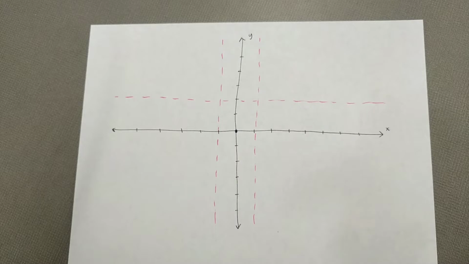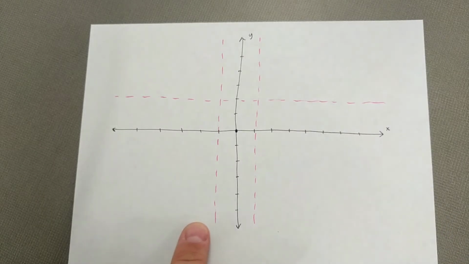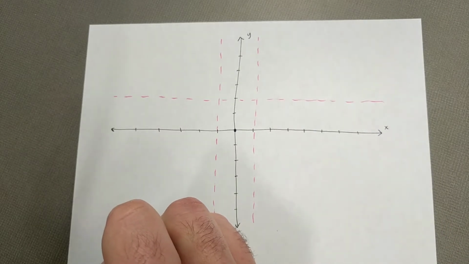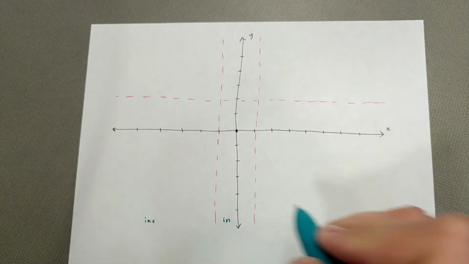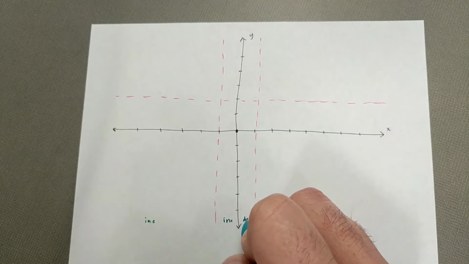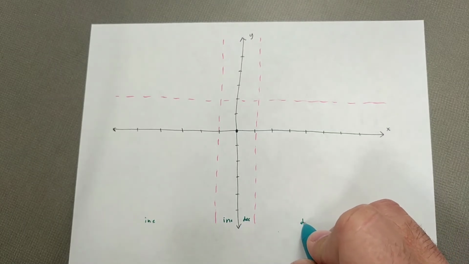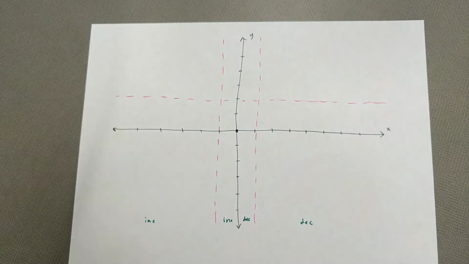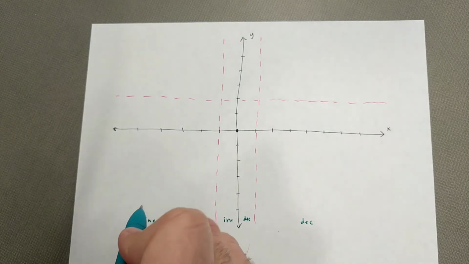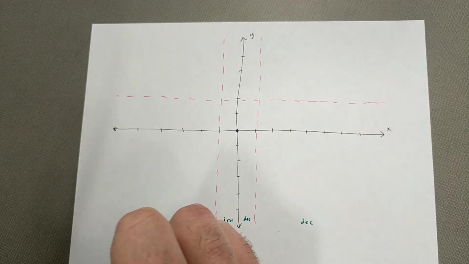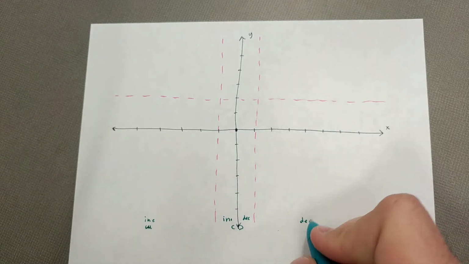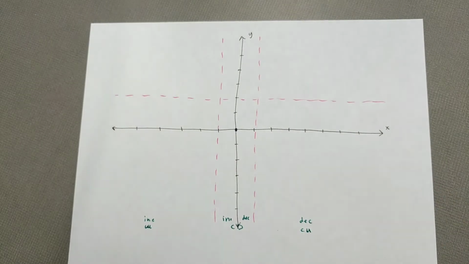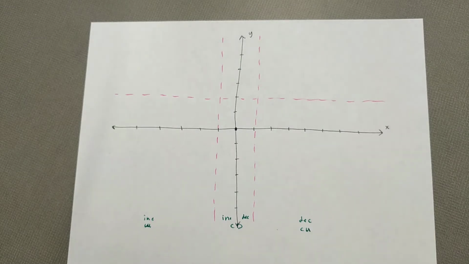Some other things to note is that we are increasing in this region. I'll just write a little note, increasing. And then also increasing in here. Decreasing on the other side, though, and then decreasing over there. Something else is that we are concave upward over here, concave downward in between negative 1 and 1, and concave upward here. Okay, so let's see if we can sketch this thing.